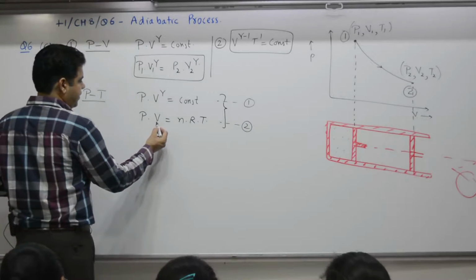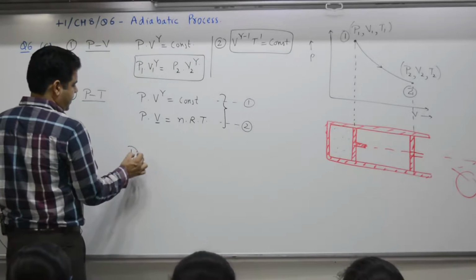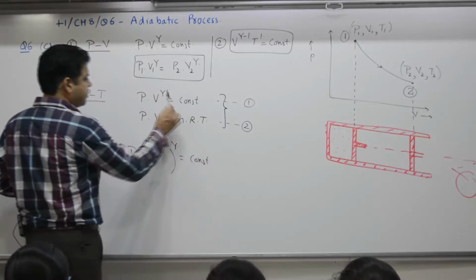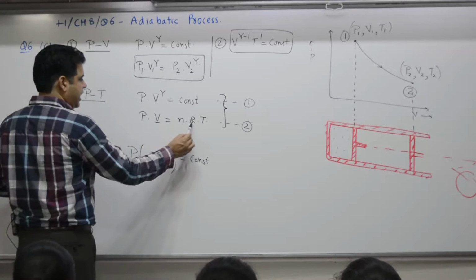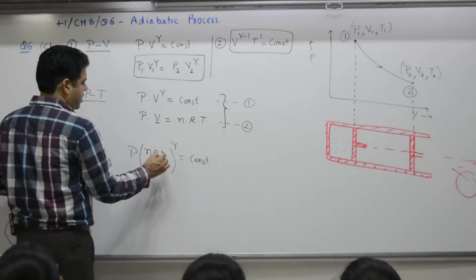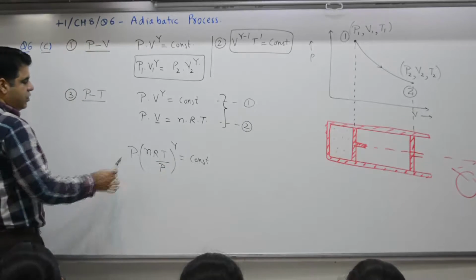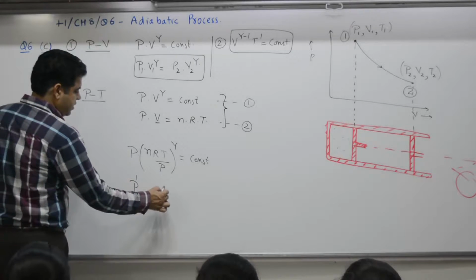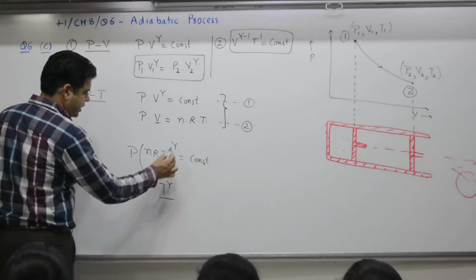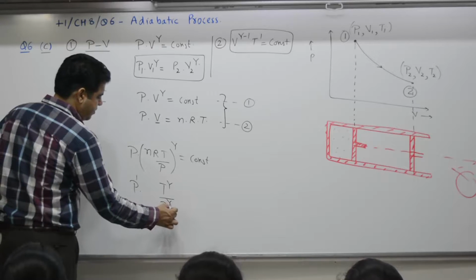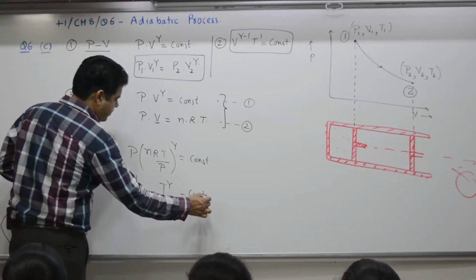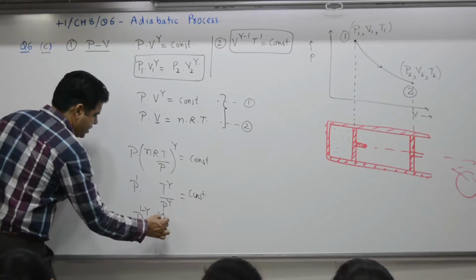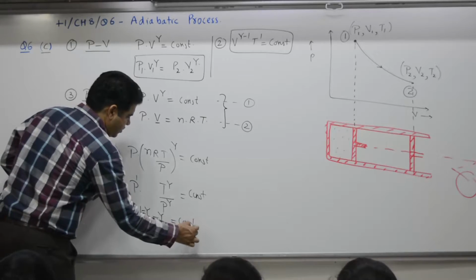If you take the value of V from the second equation, V into V's power gamma is equal to constant. Equation number 2, V is equal to what? nRT by P. You need not worry about n and R because it is constant. So P's power 1, T's power gamma, T's power gamma divided by P's power gamma is equal to constant. Means what? P's power 1 minus gamma into T's power gamma is equal to constant.